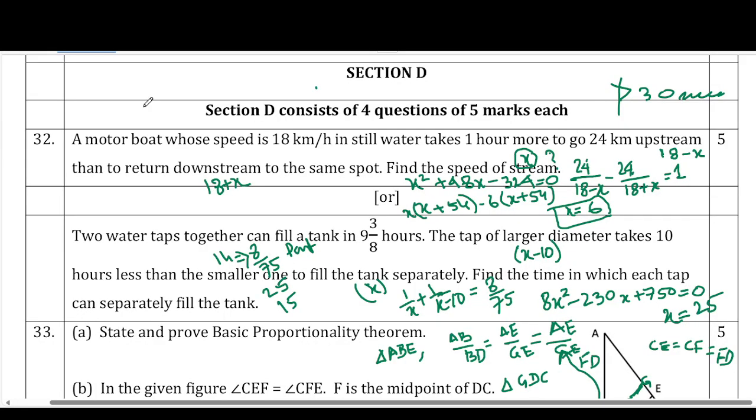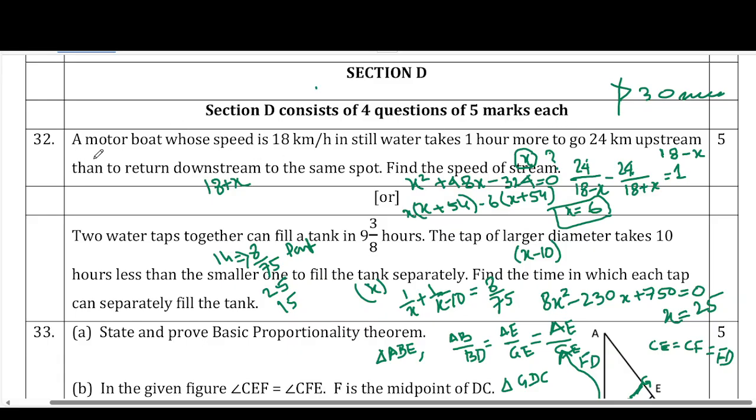In this segment, I will discuss section D. Section D consists of 4 questions, 5 marks each. The questions will be a little bit lengthier. Don't take more than 30 minutes. If any question gets you stuck, please leave it, calculate the other questions, and come back afterwards when time permits.